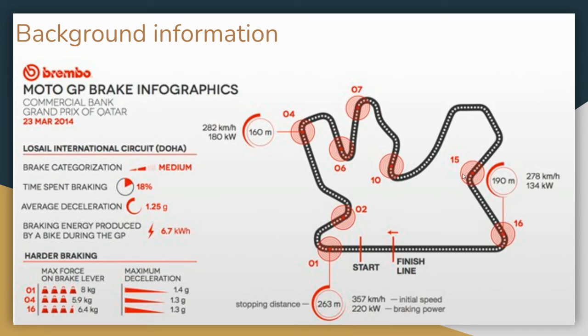So on turn number 1 here, for example, you would be coming in from this straight here on, say, the second lap at 357 kilometers per hour. You would need to slow down to about 108 kilometers an hour before you started the curve in order to stay on track. And that takes around 263 meters or around 5 seconds of braking time. And that produces a force of 1.4 Gs for that deceleration.